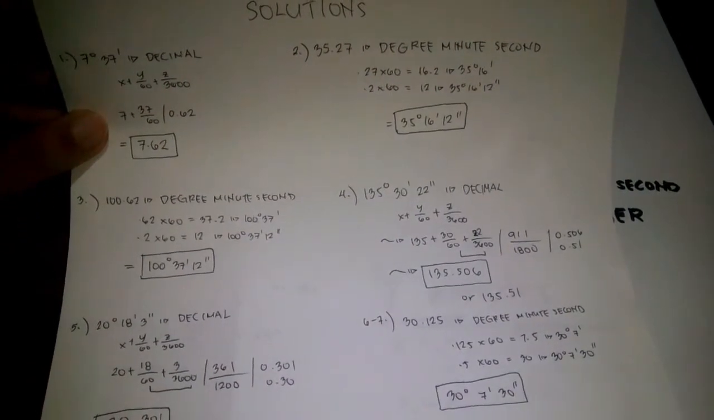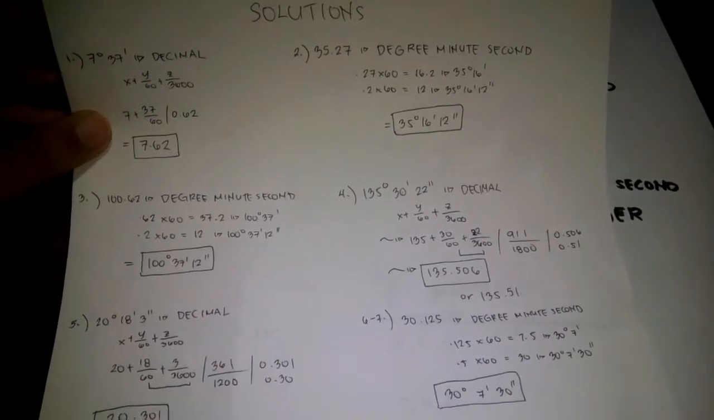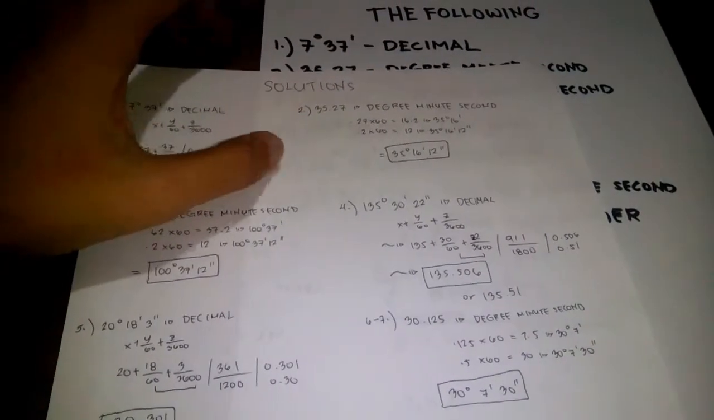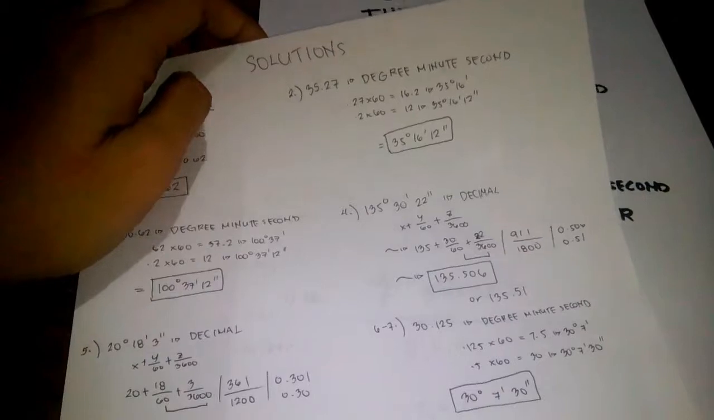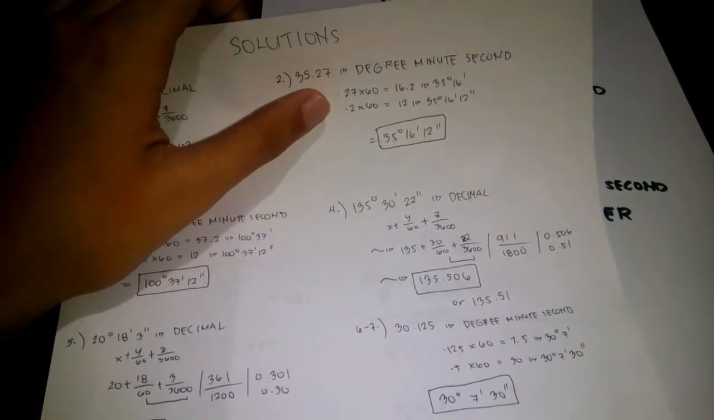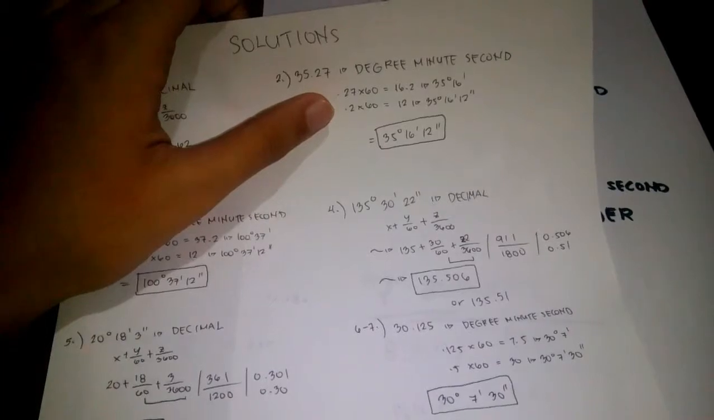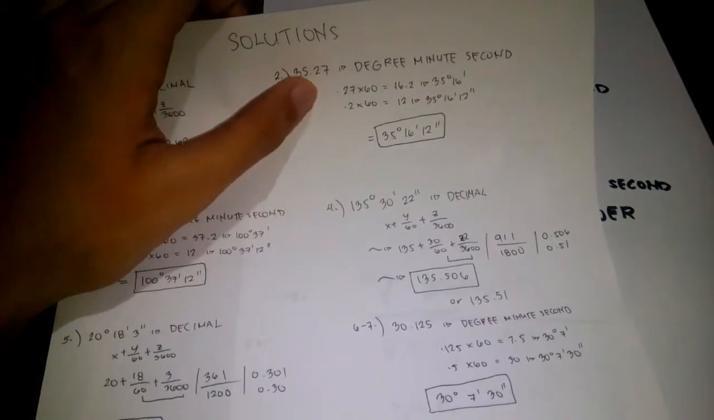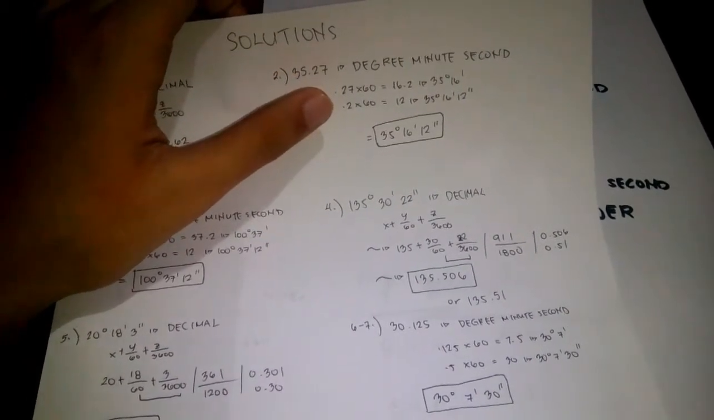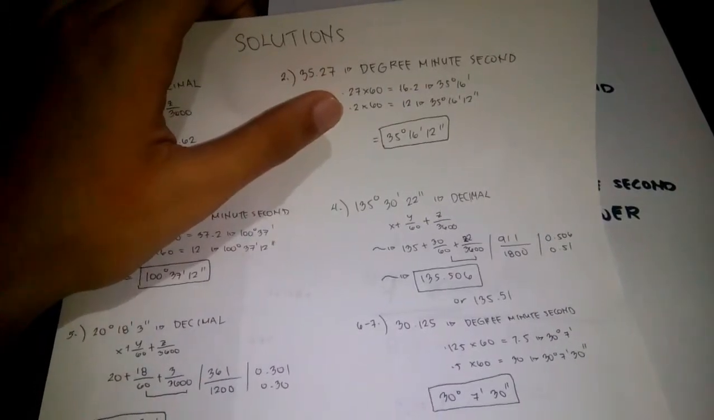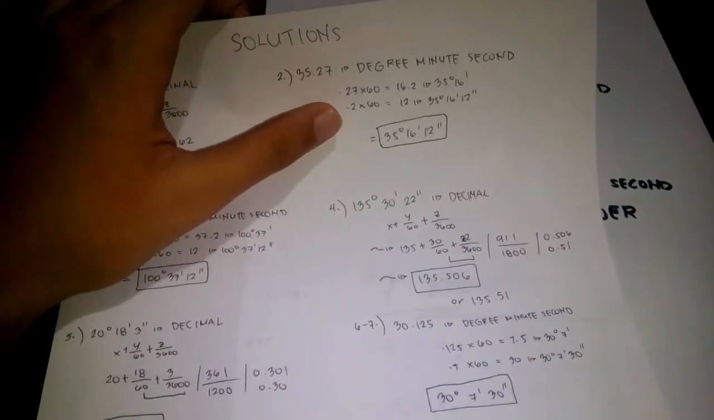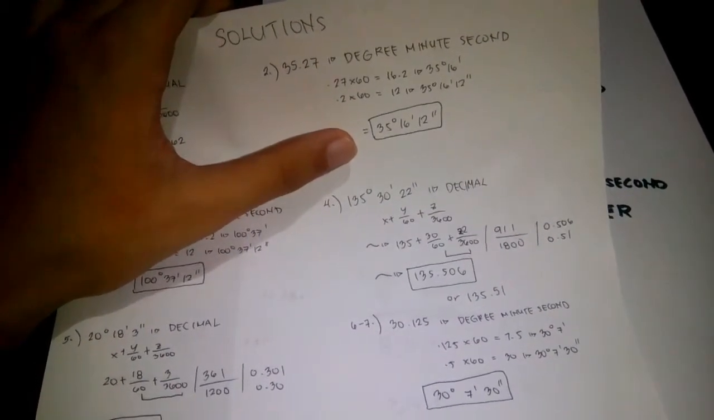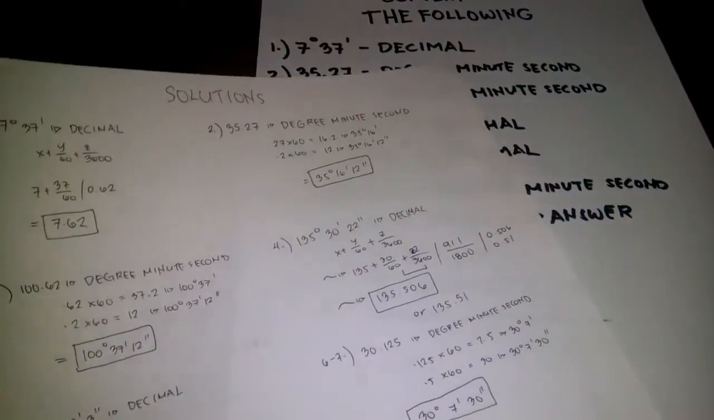And number 2, our given is 35 and 27 hundredths converted to degree, minute, and second. You'll be using 0.27 to get minutes. 0.27 times 60 is equal to 16.2. We only need 16, therefore it will result to 35 degrees and 16 minutes. Then copy 0.2 tenths to get seconds. 0.2 times 60 is equal to 12. Therefore, we have the final answer, 35 degrees, 16 minutes, and 12 seconds.